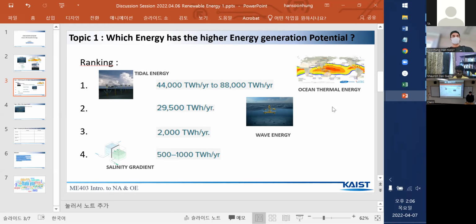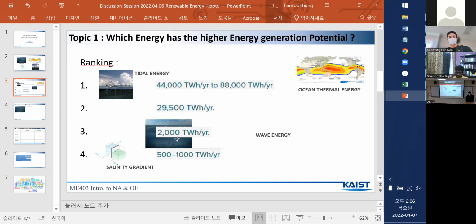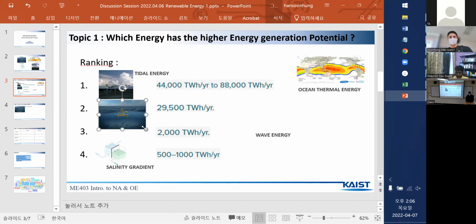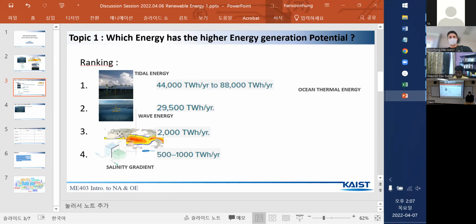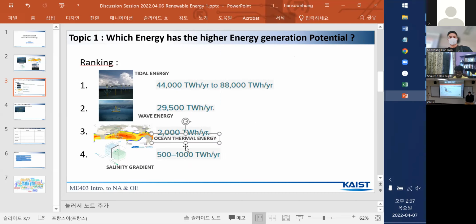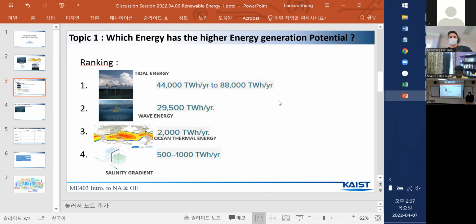I think the second one is wave energy, and the third one is thermal energy. Maybe tidal and wave energy is related to a kinetic energy source, so basically it might be good for electricity generation. I think so. Maybe this can be a possible answer.